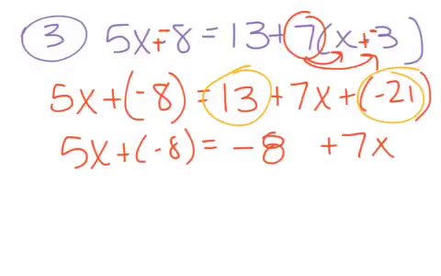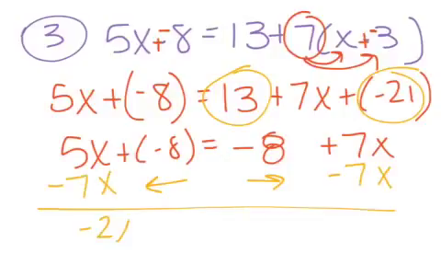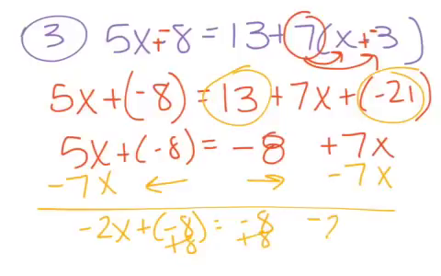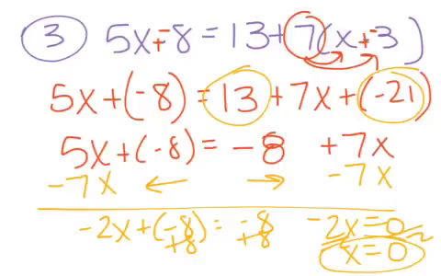Now I'm going to bring my whole numbers to this side and my x's to that side. All right, so when I get down to the last negative 2 times x, I have to divide both sides by negative 2, and of course x equals 0. Number 4.